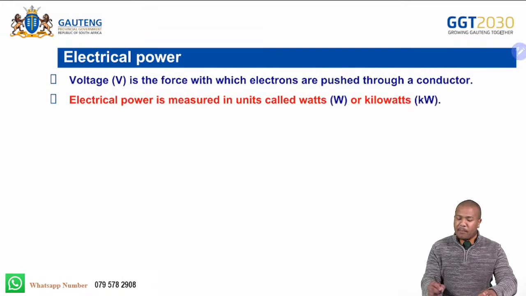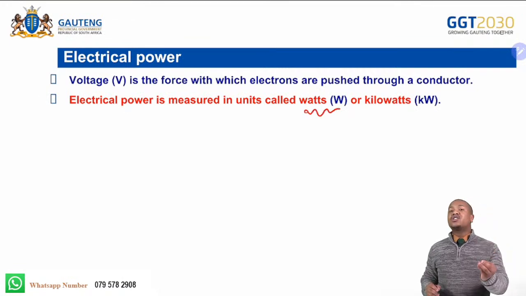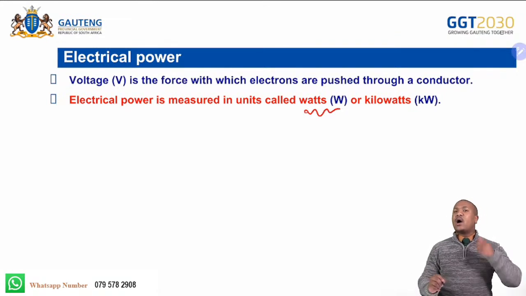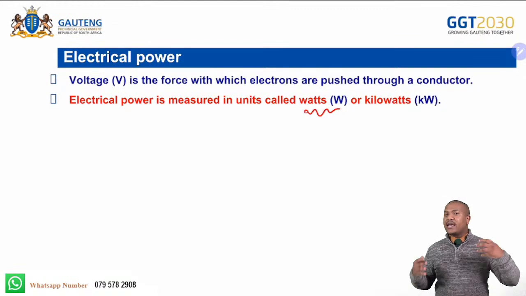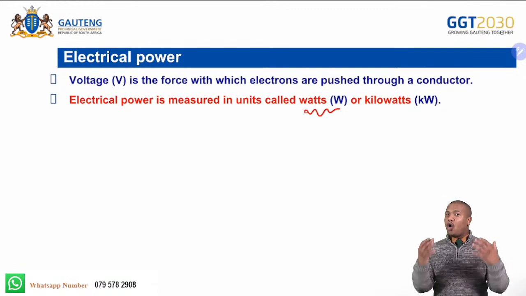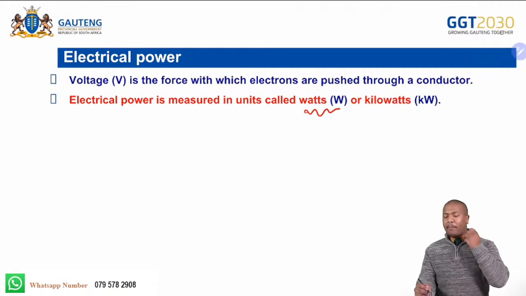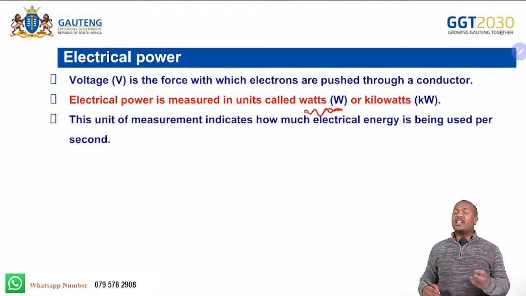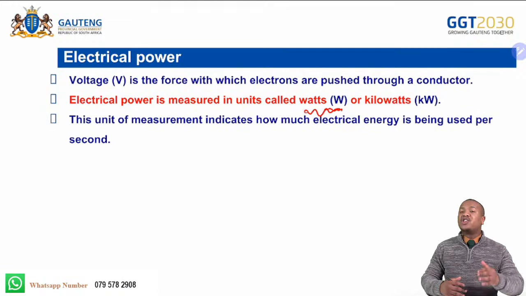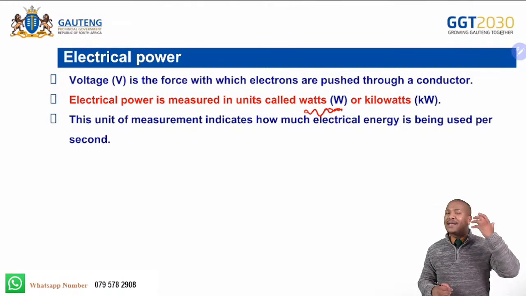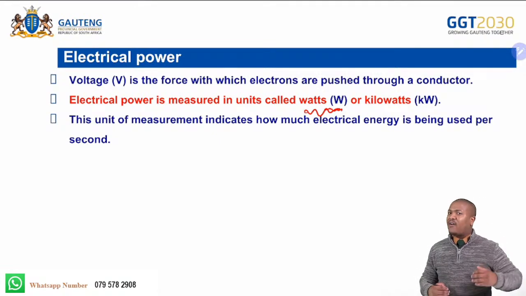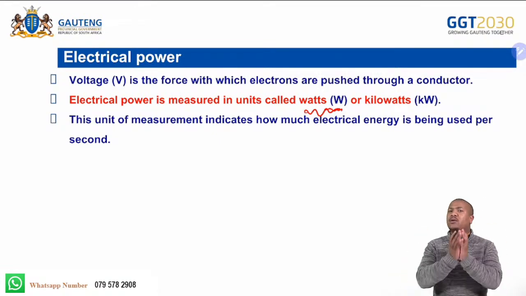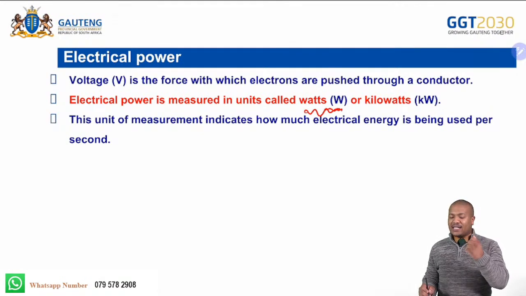So electrical power is measured in units called what? Watts or kilowatts. Right? So let's not forget that electrical power, it is our rate in which this electrical energy is supplied into an electrical device or an appliance. So that electrical power, it is measured in units called watts or kilowatts. So this unit of measurement indicates how much electrical energy is being used per second by an appliance, by a device, by your laptop, by a stove, by a geyser, and so on, right? So it indicates how much electricity has been used per second.